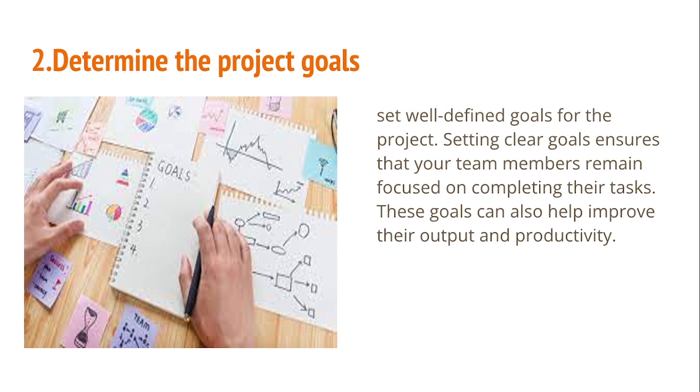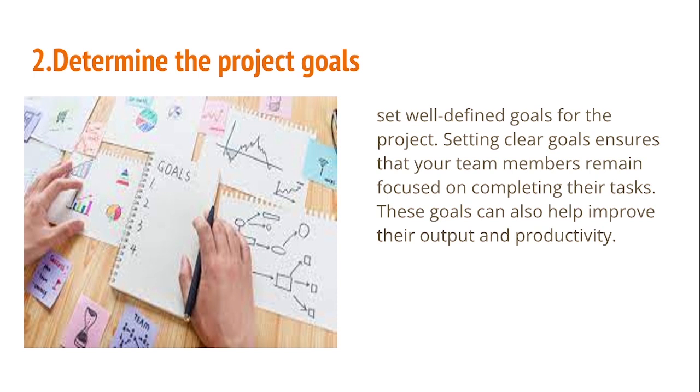Two is determine the project goals. After you've done thorough research on your project goal and objectives, set a SMART project goal. Thoroughly define a SMART project goal, SMART meaning it must be specific, measurable, attainable, realistic, and time bound. You have to set a SMART goal and specific objectives.